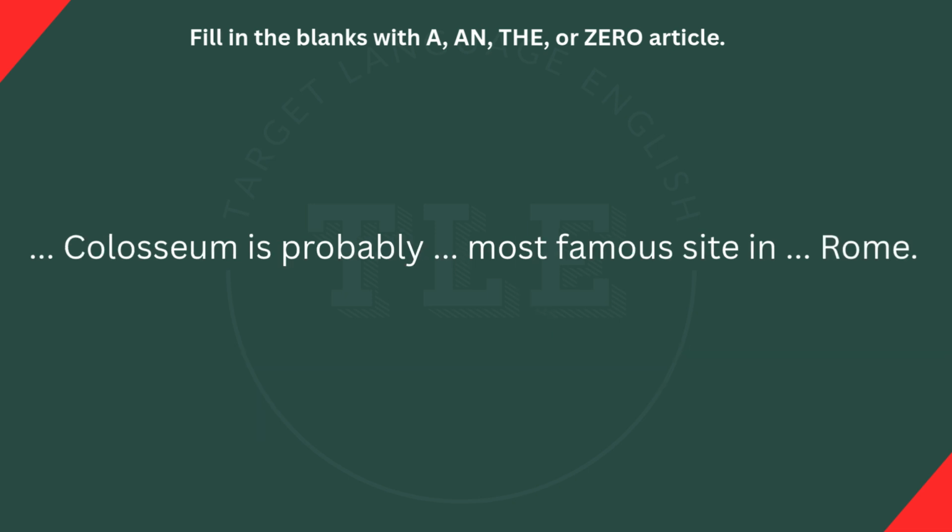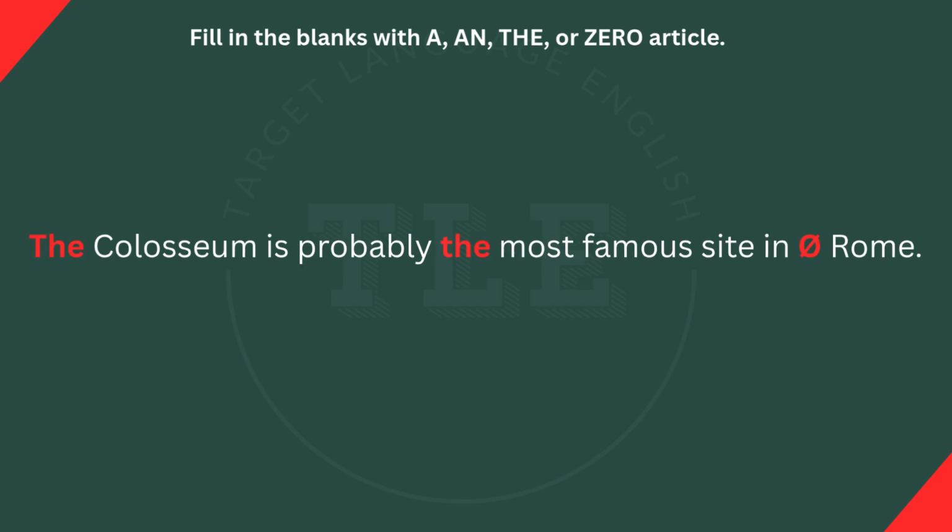Colosseum is probably most famous site in Rome. Here's a completed sentence. The Colosseum is probably the most famous site in Rome. The noun Colosseum gets the because it's a unique, one-of-a-kind landmark. For more examples of using the with famous buildings and monuments or landmarks, check out our previous video. I'll leave the link in the description box.